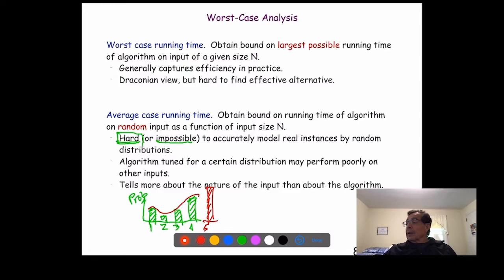Also, the average case running time is not really telling us something related to the algorithm. It is more related to the nature of the input than to the nature of the algorithm.